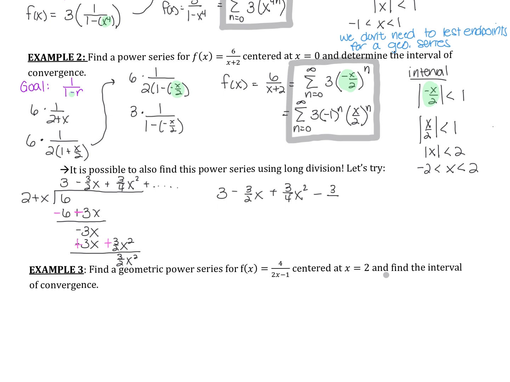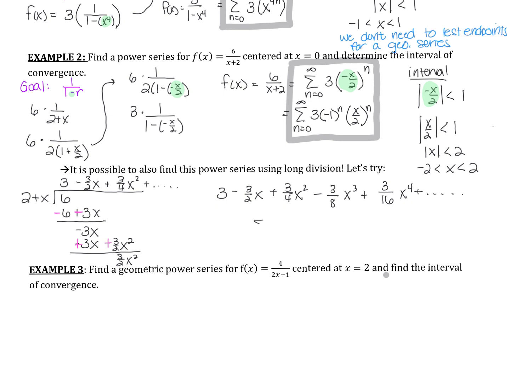So this first one was 2 to the first, matches the exponent. This one was 2 to the 0, which is just 1. 2 squared. So I'm guessing this one would be 2 to the third, or 8, with x to the third. And maybe my next one would be positive, and it would be 3 over 2 to the fourth, which is 16, x to the fourth. And then I could keep going. So I could look at this series that happens, 3, negative 3 halves, x plus 3 fourths x squared minus 3 eighths x cubed. And I notice several things.